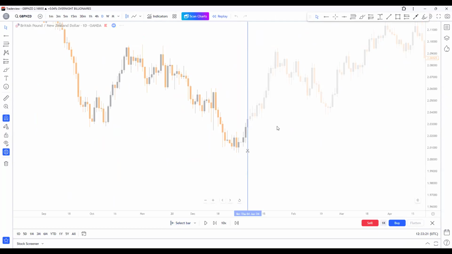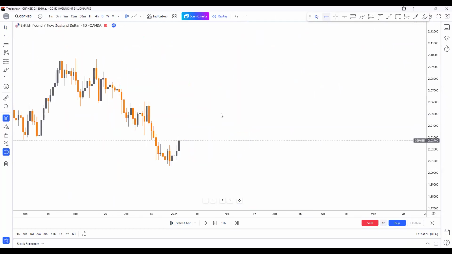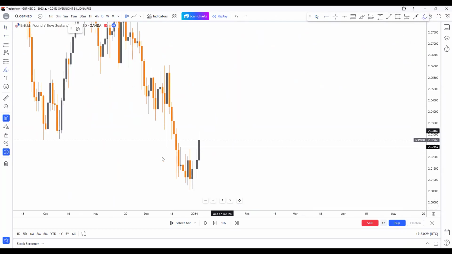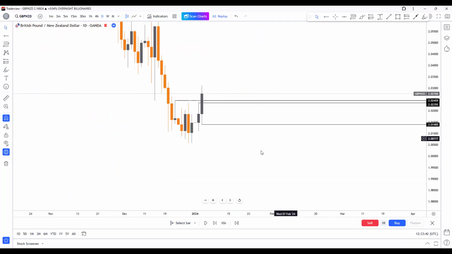So for instance, here we have our resistance zone, as you can clearly see. On our resistance, we had the first rejection, second rejection, third rejection. So this is our perfect resistance. But before the price broke the structure, we had the area, we had the week-to-week overlap.